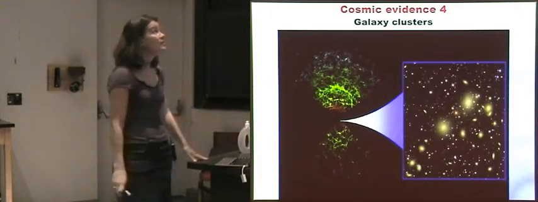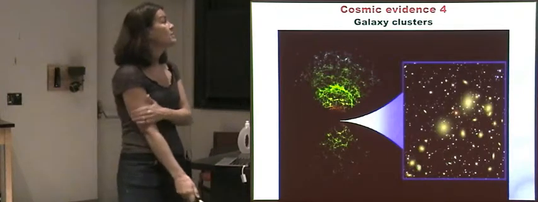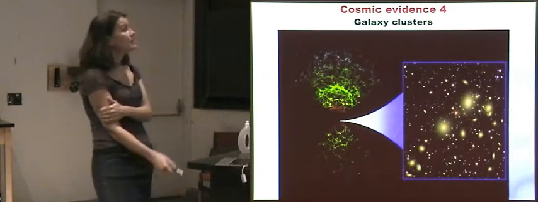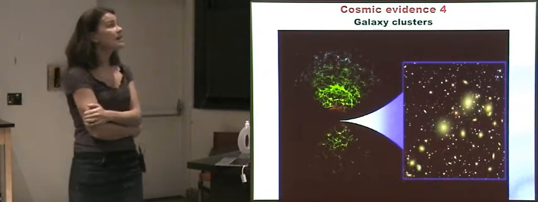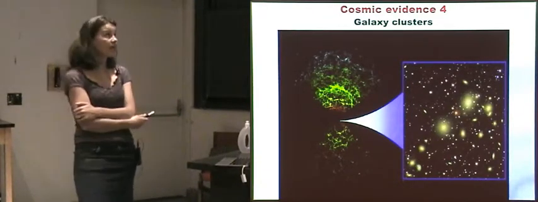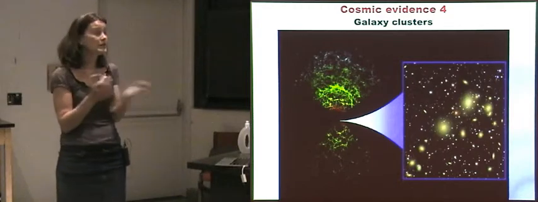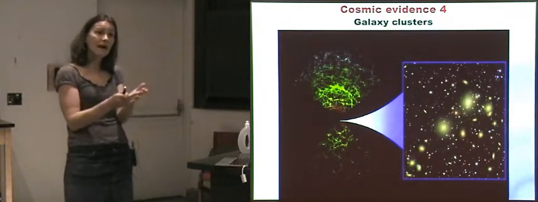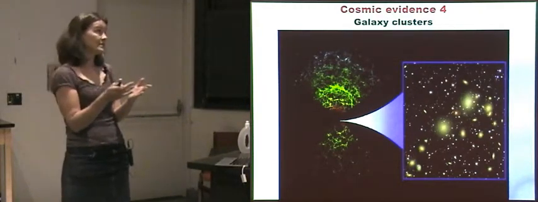Okay. Moving on to cosmic evidence number 4. Galaxy clusters are very important because they are the largest gravitationally bound objects in the universe. I mean, you might think, well, galaxies are huge, right? You've got billions of stars in them, they're all gravitationally bound. But galaxies are not the biggest things which are gravitationally bound.